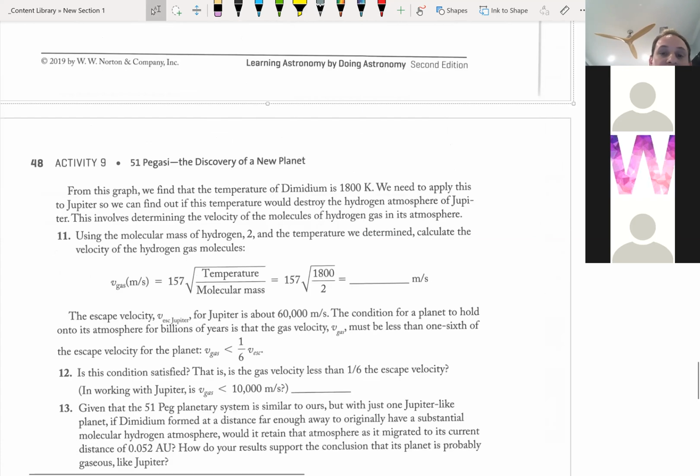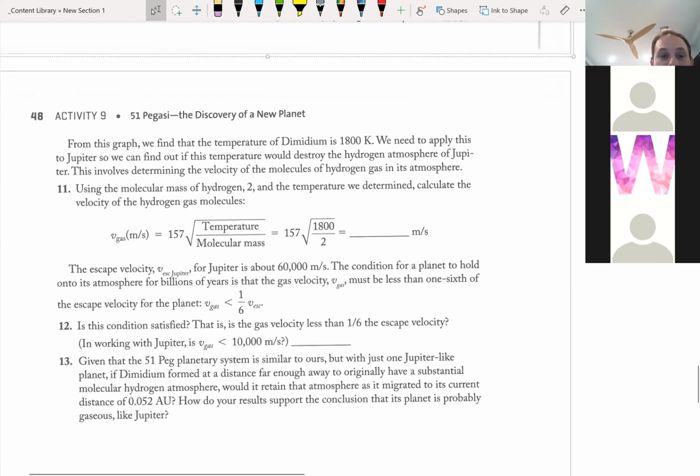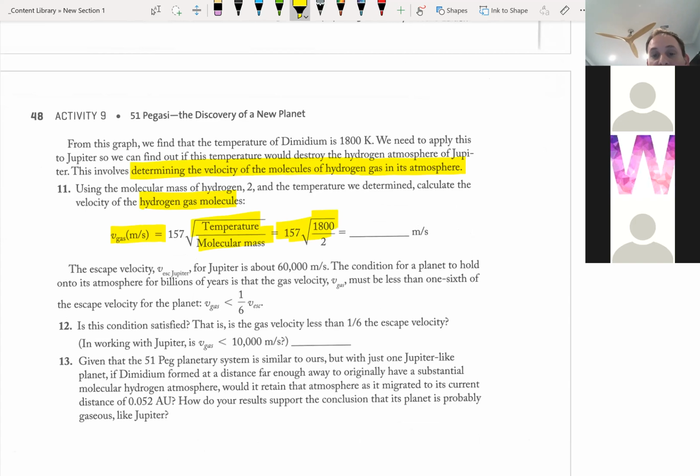Once you do that, what they want you to do is figure out: does it make sense that this planet really belongs where it is with regards to its star? Because they're saying that this planet's really close to its star, and it's a planet like Jupiter. Does it really make sense that this planet is where it is? So we're going to use this equation. This is the hydrogen. Where is it? We're going to determine the velocity of the molecules of hydrogen gas in the atmosphere. Everything's there for you. All you have to do is calculate it.